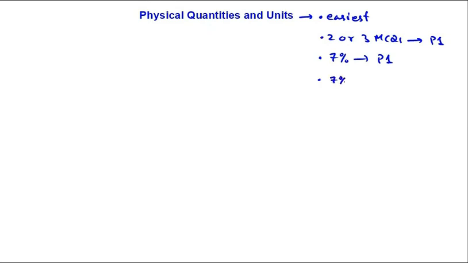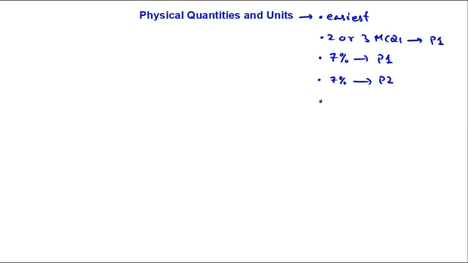The first chapter in the AS Physics syllabus is Physical Quantities and Units. Students, this chapter is the easiest chapter in the whole syllabus. It's also an important chapter from the examination point of view because the first 2 or 3 MCQs of paper 1 are always from this chapter. So we can say that this chapter contributes on average about 7% to paper 1, the MCQ paper. As for paper 2, the theory paper, the average contribution of this chapter to paper 2 is also about 7%.